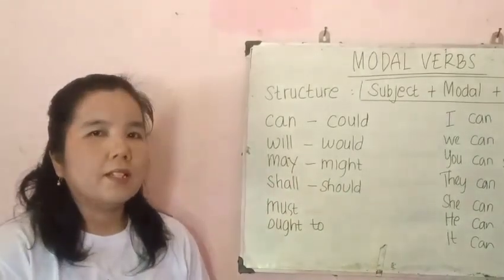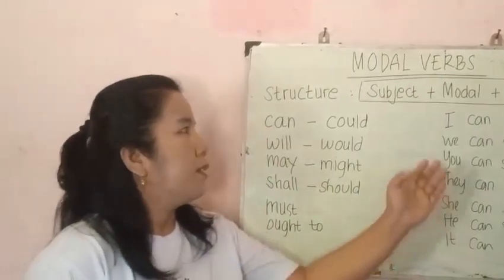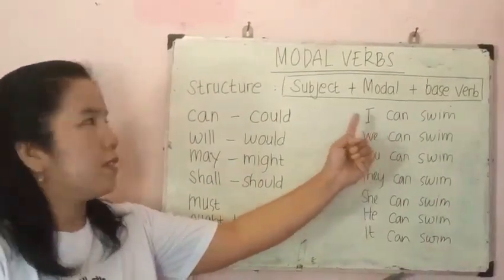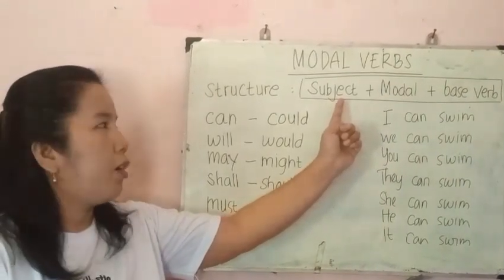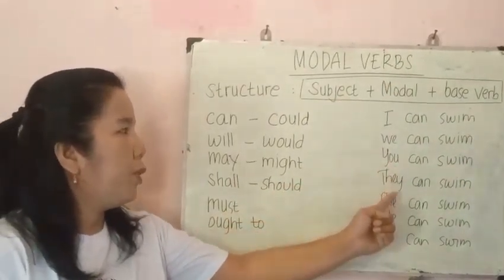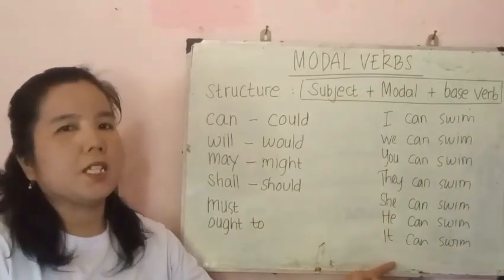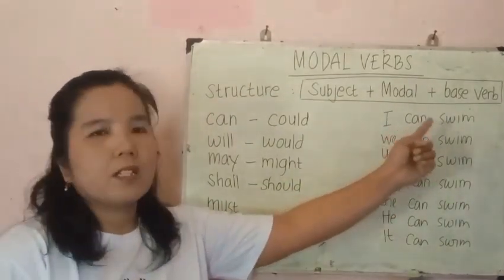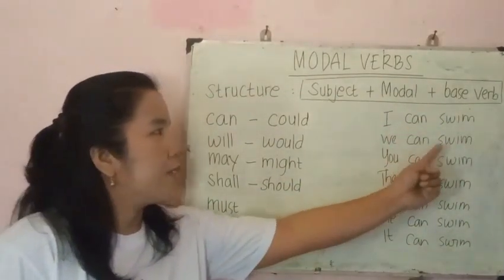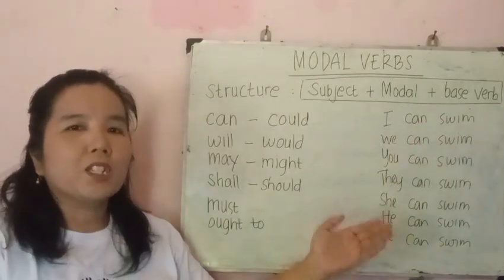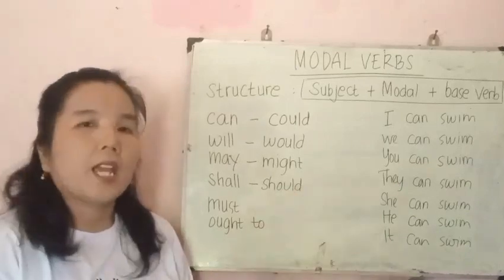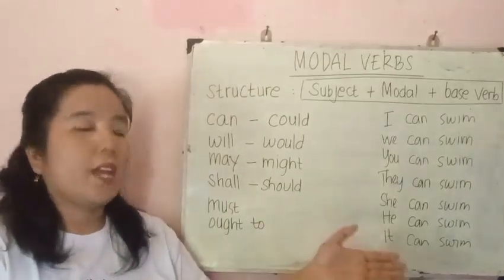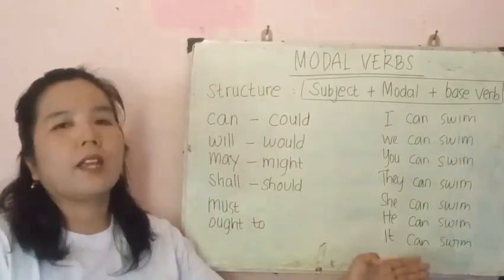For example, in sentences, okay, the first is subject. The subjects in English are I, we, you, they, she, he, it. I can swim. We can swim. You can swim. They can swim. She can swim. He can swim. And it can swim.